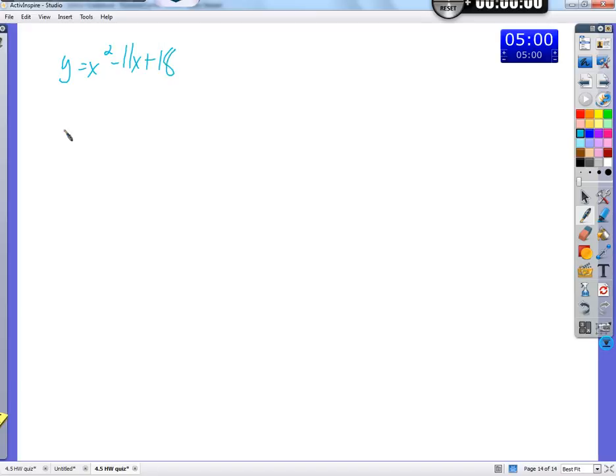Zeros just means that y is 0. And the zeros would be the values of x that cause that to happen. So it's just solving this equation. You solve x squared minus 11x plus 10 equals 0. So how would we solve this equation?